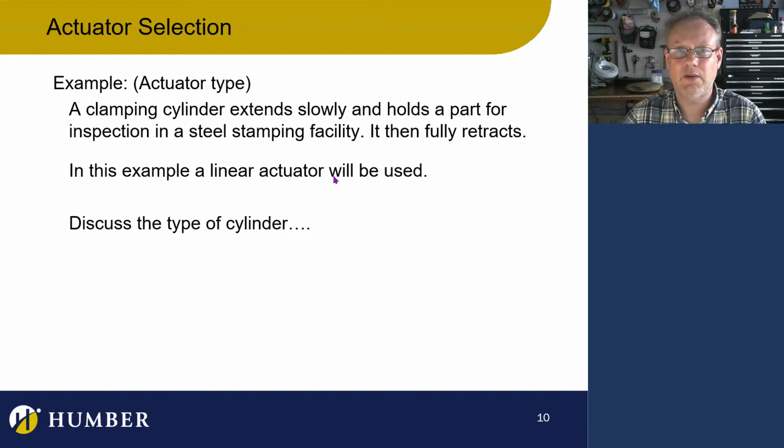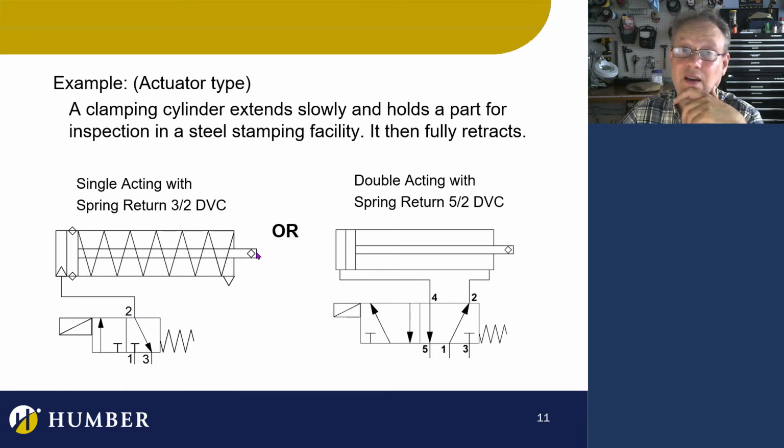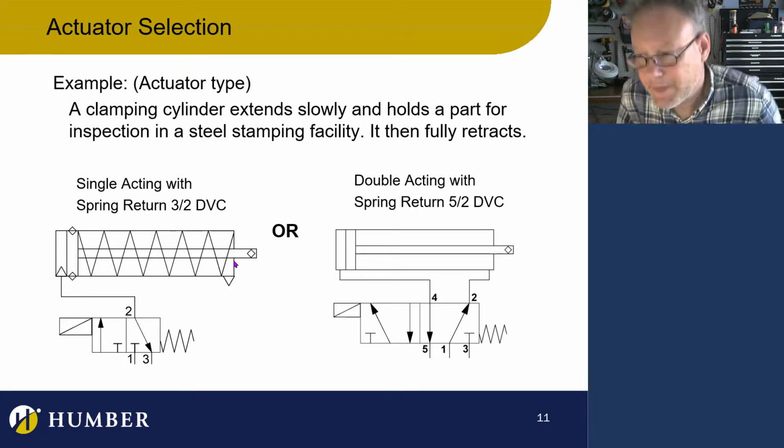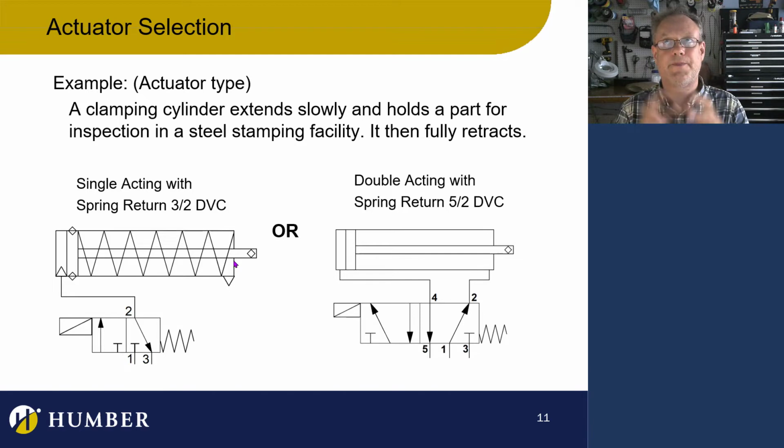What kind of actuator do you want? Well, you've got to think about what happens if the power goes out. You might want this guy, because if the power goes out, I want that part to be removable. I don't want it clamped all the time. So if the power goes out or the air goes out, I want it to retract. If I put in a single acting spring return cylinder, it will retract if the air goes out. If I put a double acting cylinder in there with a spring return DCV, it will still retract if the electricity goes out, but the air stays on.